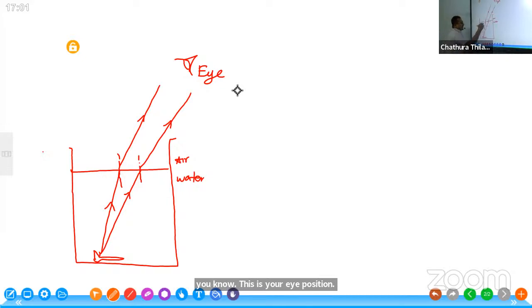To find the image of the iron nail, produce these two lines using a ruler. This is the place where the iron nail is seen. So look at that, it has been raised up. Always the depth is measured from the interface. Here is the interface.